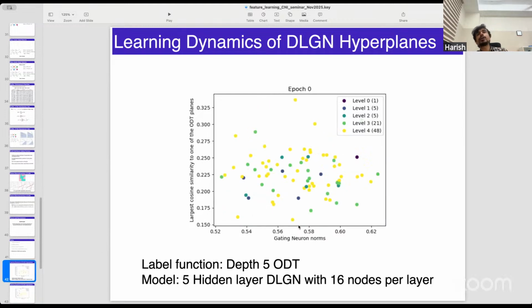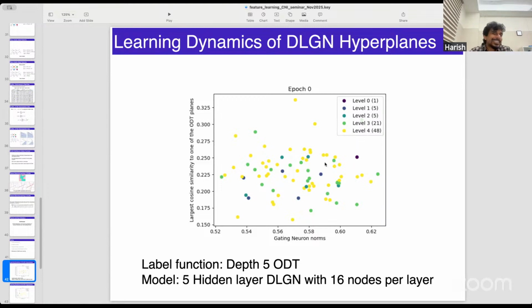So what do the colors here mean? If the color is purple, it means that the nearest ODT hyperplane for a given DLGN feature is a level 0 node. If the color is blue, it means a level 1 node, and so on. There is only one level 0 node, which is the root node, and there are 2 level 1 nodes, which are the children. There are 4 level 2 nodes, 8 level 3 nodes, and 16 level 4 nodes. That's how a decision tree works.